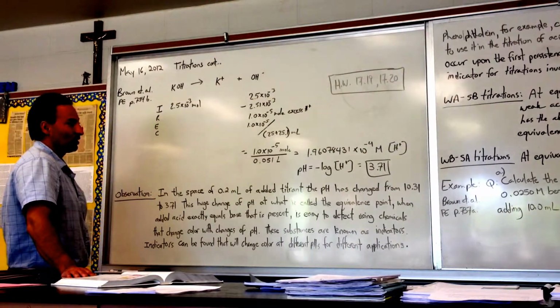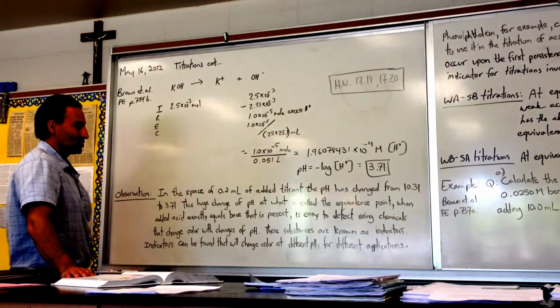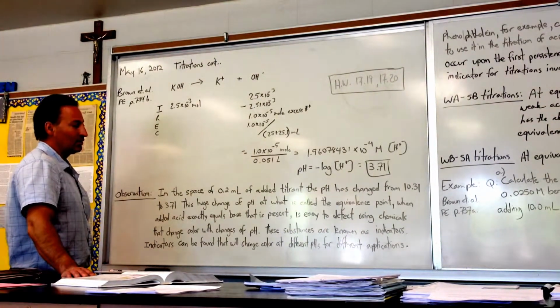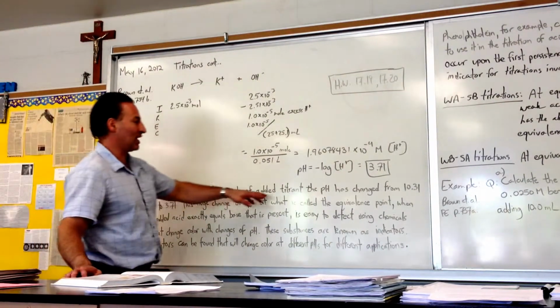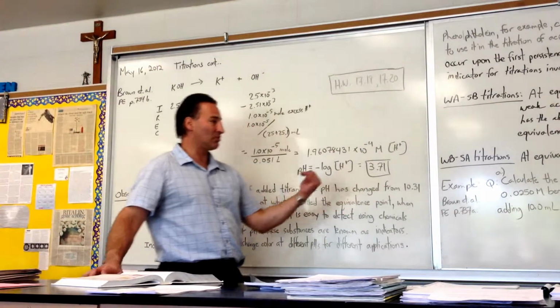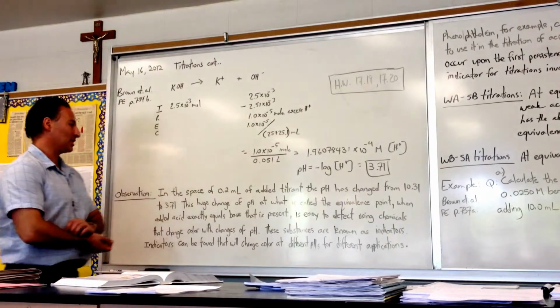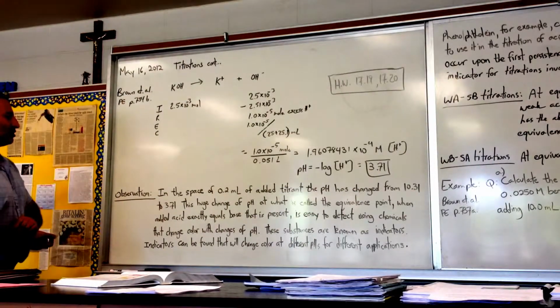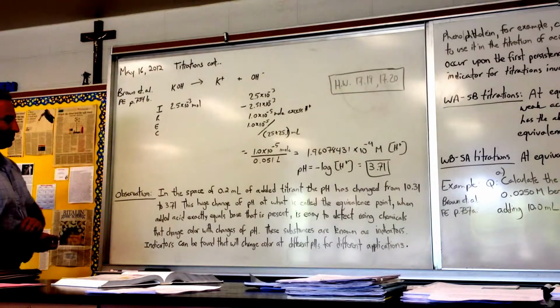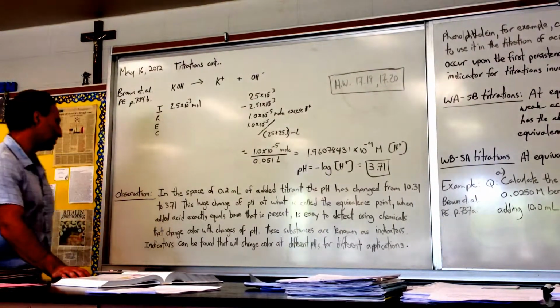You'll notice that there's no buffer present. That's why the pH changes so dramatically in such a short time. If you look in the previous video, you'll see that the pH was 10.31 just before equivalence. Right after equivalence, it drops dramatically to 3.71. So in the space of 2.2 mLs of added titrant, the pH has changed from 10.31 to 3.71.